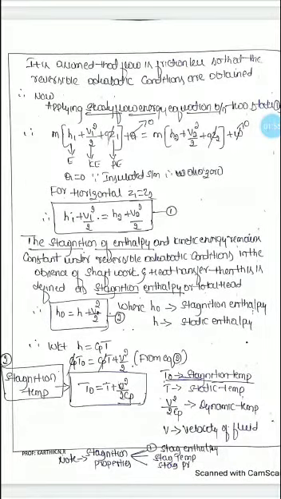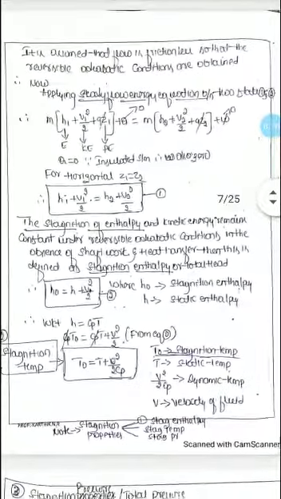Therefore, we apply the steady flow energy equation at section 1 and section 2. That is m into (h1 plus v1 square by 2 plus g z1) plus Q is equal to m into (h2 plus v2 square by 2 plus g z2) plus W. From the first law of thermodynamics, heat transfer is equal to work. From the assumptions, there is no heat transfer and no shaft work. Therefore, Q and W are 0.